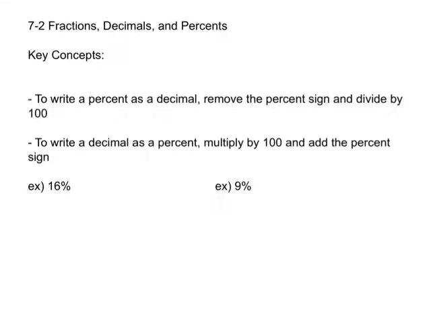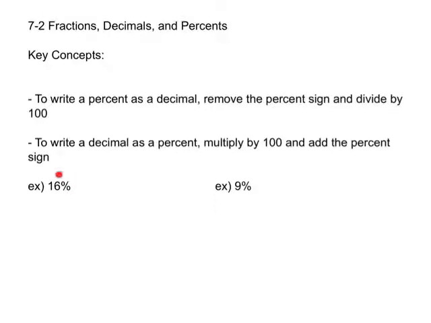For this lesson, we're going to start looking at fractions, decimals, and percents. Our key concepts during this lesson are that to write a percent as a decimal, we need to remove our percent sign and then divide by 100. And if I want to write a decimal as a percent, I have to multiply by 100 and add the percent sign. So let's take a look at a few examples.